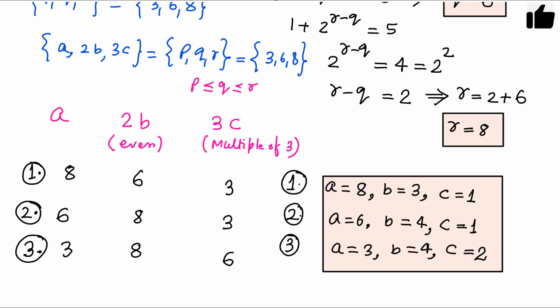Now the assumption that we made, that p is the smallest number and r is the largest number, does not have much meaning. You can have any order, in all orders you will get the same answer, that is 3 ordered pairs of solutions.